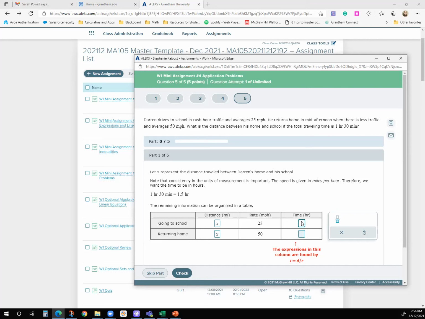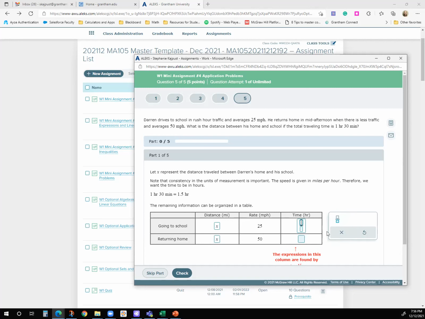For our time here, we don't know how long it took to get to school. So that's unknown, but we have the expression T equals D over R, your distance divided by rate. When you click in here, it tells you to enter a fraction, giving you a hint. So that's your distance divided by your speed, and that will give you your time.